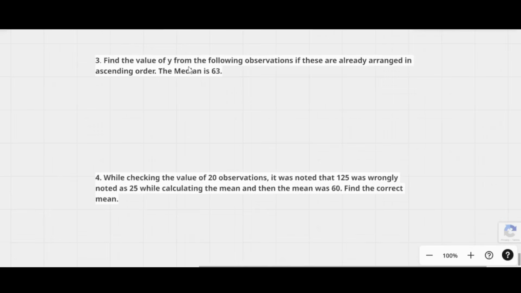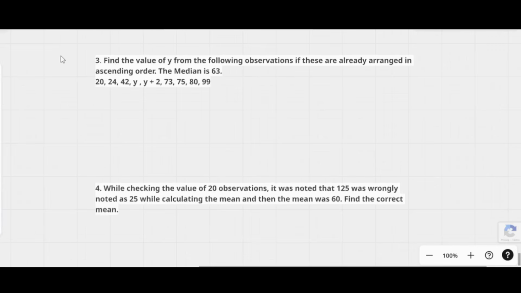Now we are told to find the value of y from the following observations. Yes, the observations are 20, 24, 42. They have given some observations and they are telling us that these are already arranged in ascending order. For calculating the median of ungrouped data, we first have to arrange in ascending order. Since this is already arranged in ascending order, there is no need for that for us.